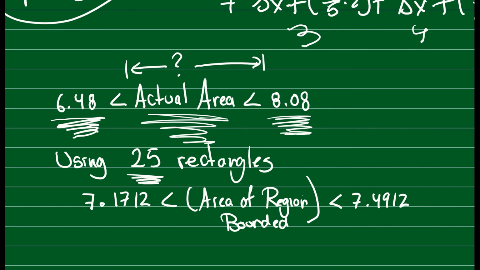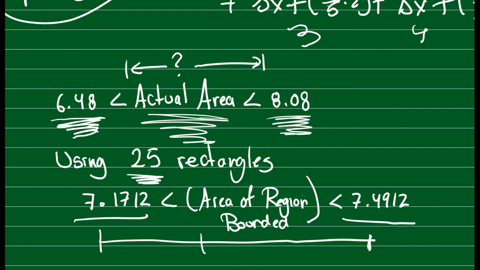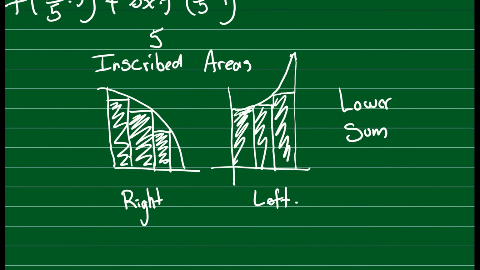7.1, this one. So the range of the area is becoming smaller and smaller as we increase the number of rectangles. This goes back to what I talked about earlier about inscribed areas versus circumscribed areas, and how some books call it the upper sum or the lower sum.